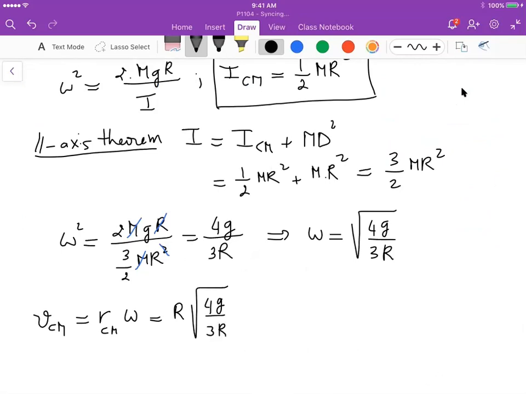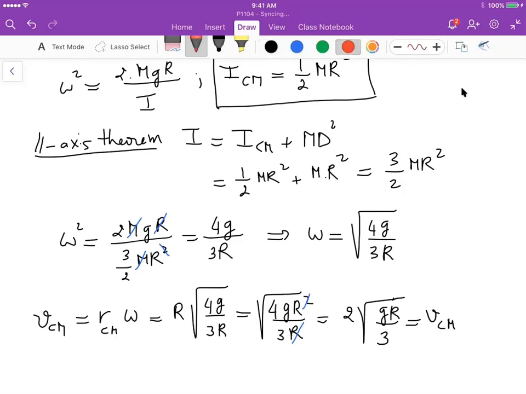If we bring the r inside, it gets squared, so we get 4g r squared over 3r. So r and r cancel out and we end up with 4 g r divided by 3. The square root of 4 can come out as 2, giving 2 times the square root of g r divided by 3. And so this is it. This is the expression for v center of mass that we were looking for.